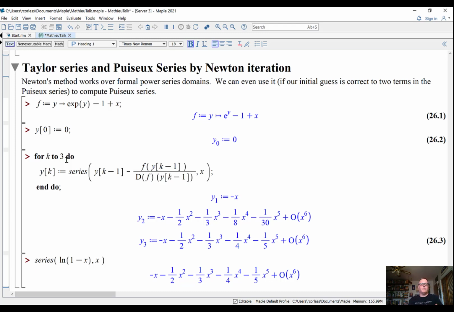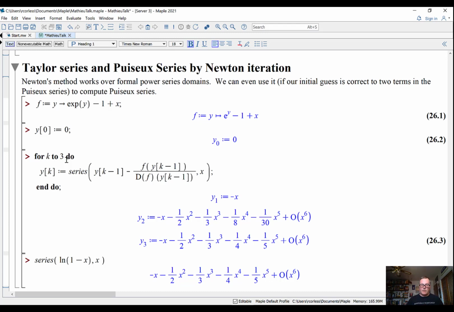So here's an example with two really simple functions. Let's take f being e to the y minus 1 plus x equals 0. All right, if x is equal to 0, then y equals 0 is the solution to that. e to the 0 is equal to 1. So our initial approximation has one term correct in its series. The term that's correct is 0. We'll do 3 iterations of Newton's method on this. y_k is y_(k-1) minus f of y_(k-1) over the derivative of f at y_(k-1). And at each stage, we take the series with respect to x.